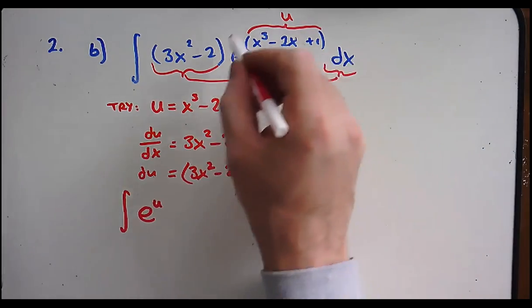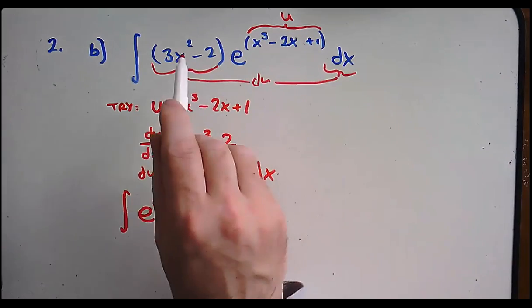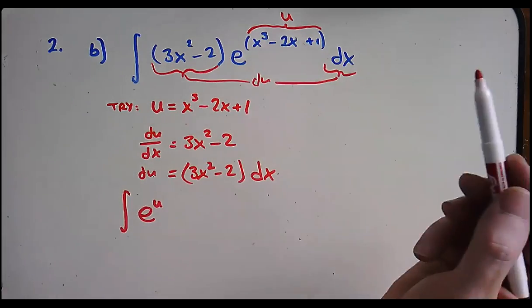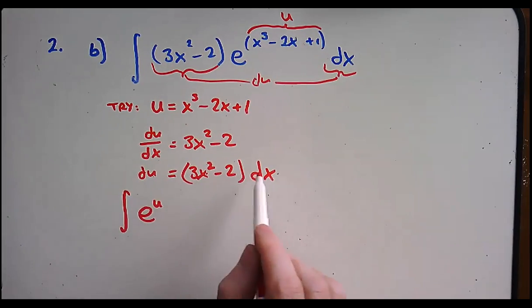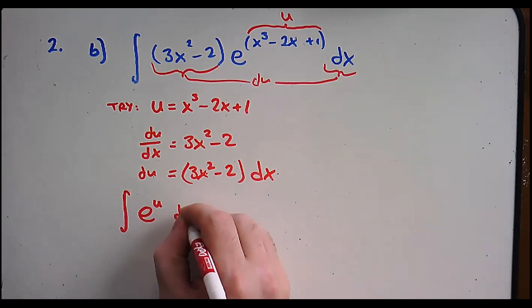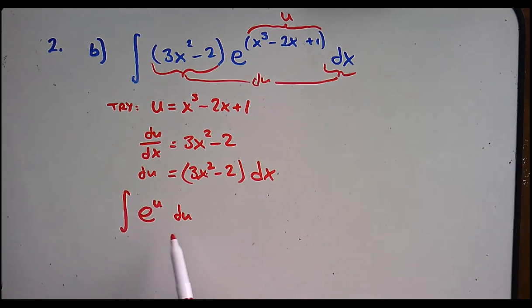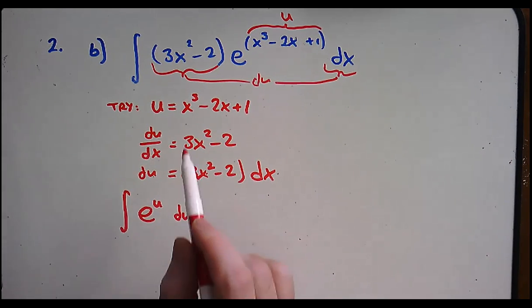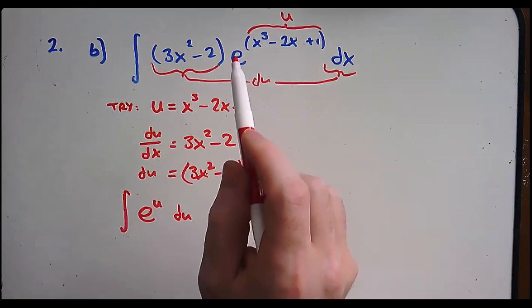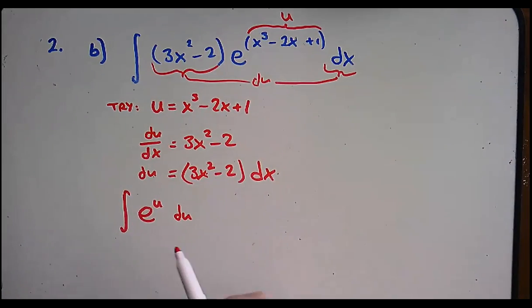That's from right here. This is my e to the u. And then my 3x squared minus 2 times dx. 3x squared minus 2 times dx is the same as du. And notice how much simpler this is, e to the u du, as opposed to a polynomial times e raised to a polynomial. Okay, so now let's take an antiderivative.